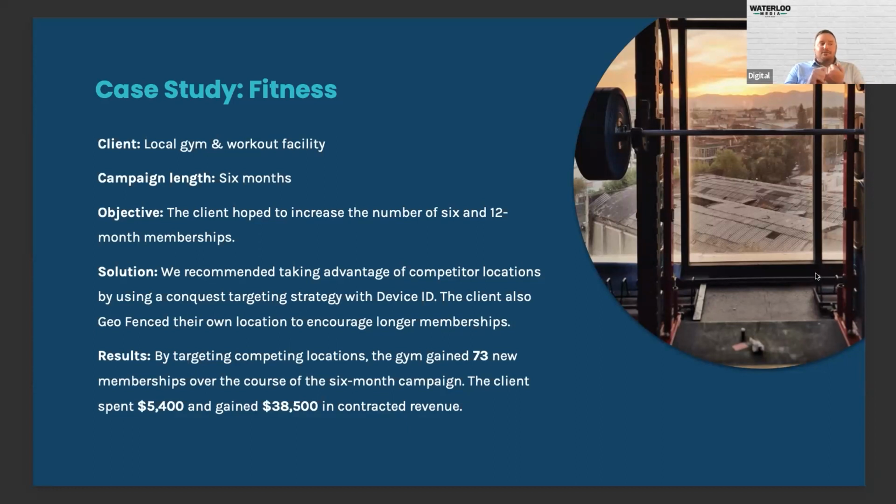So we were able to target all these different competitors and their own location by utilizing these targeting options. They gained 73 new memberships over the course of a 6-month campaign. They spent $5,400 over 6 months and gained $38,000 in contracted revenue. That's a 6-to-1 return on investment.